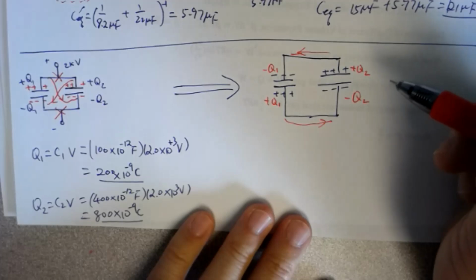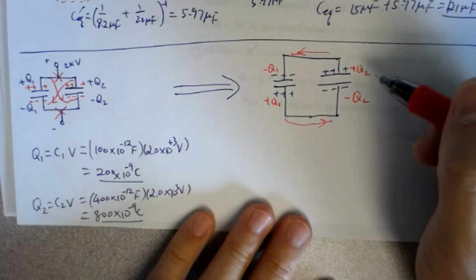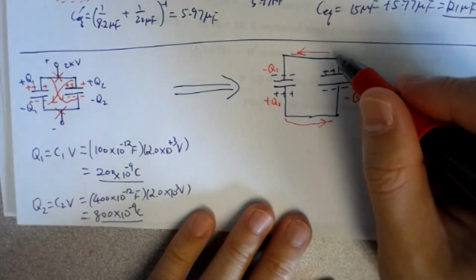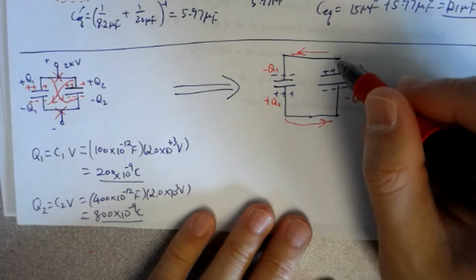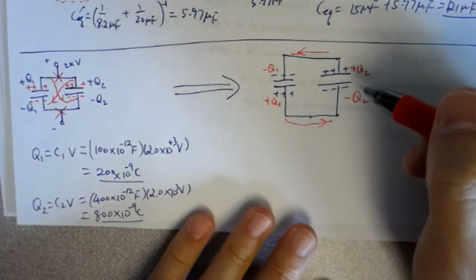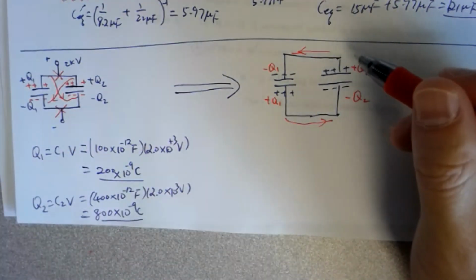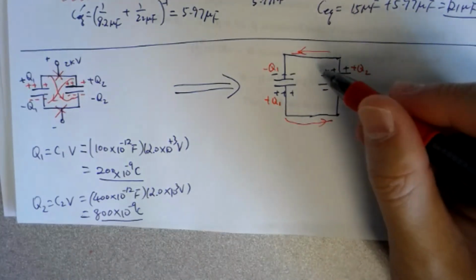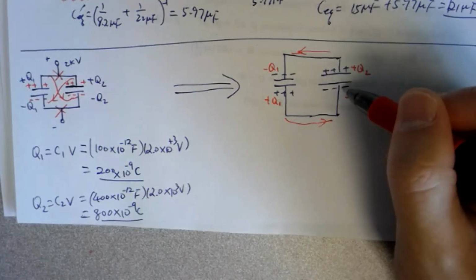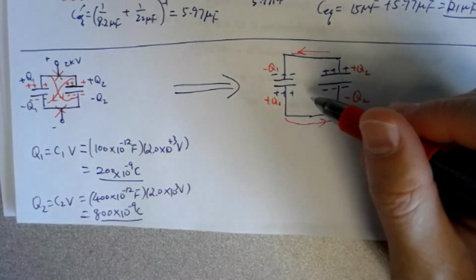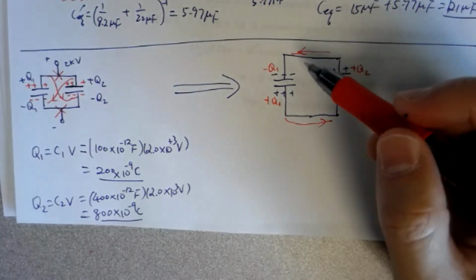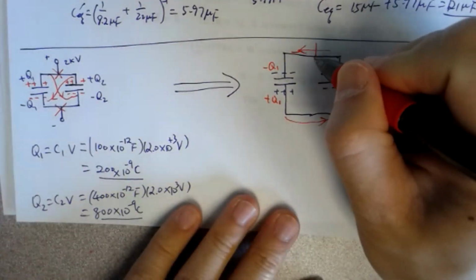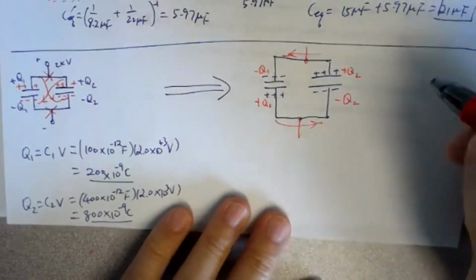Let's see now what happens. Equilibrium should be reached at some point later. These two top plates are connected and these bottom two plates are connected. Because the top plates are connected, they will have the same voltage, and the bottom plates, being connected, will also have the same voltage. So the voltage across the two should be equal to each other. That means, again, they are in parallel to each other.